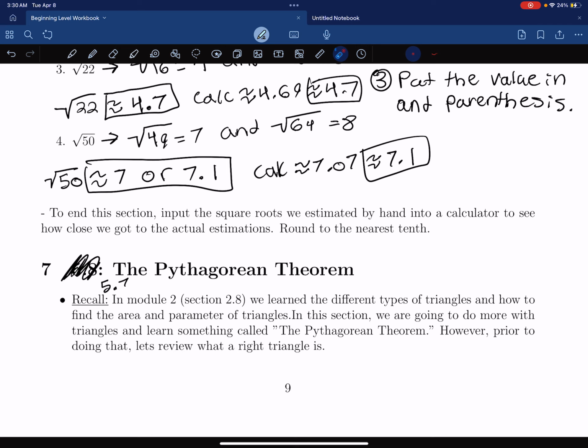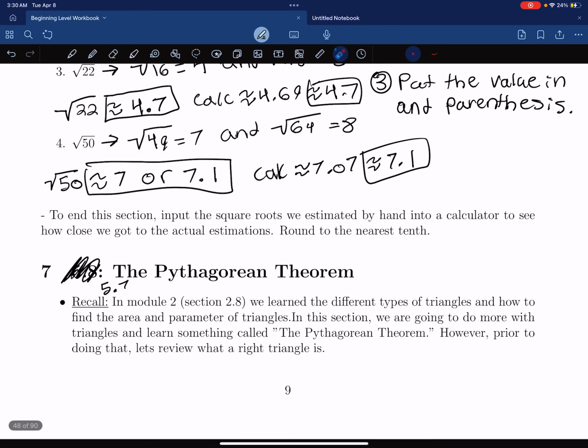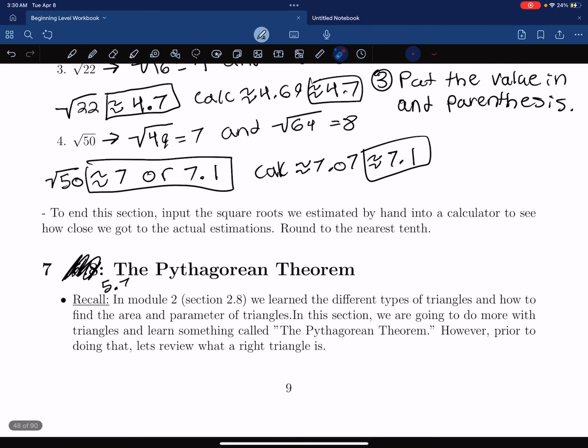So we are going to talk about something called the Pythagorean Theorem. Now, this might sound familiar because you probably have heard this a couple times throughout your life. So this is a very useful thing in geometry. So let's work through this.